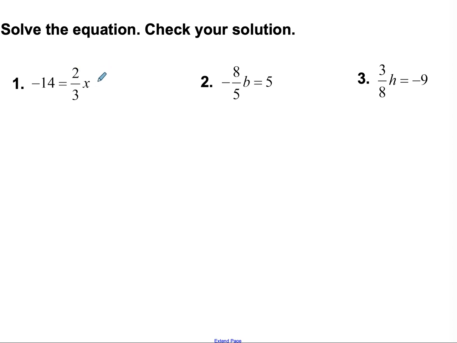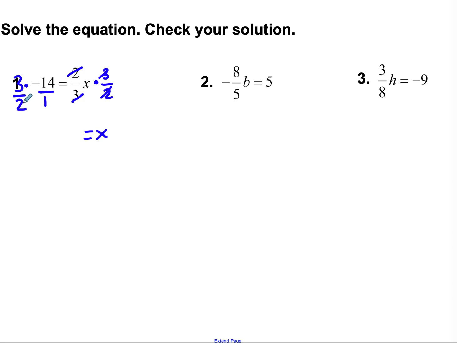2/3 times x. On this one, I'm just going to write the multiplying by the reciprocal part. Times 3/2. Just flipped it over, keep change flip. And I'm times 3/2 on this side. Write that as an improper fraction. Okay, my 2's cancel, my 3's cancel. I'm left with x.